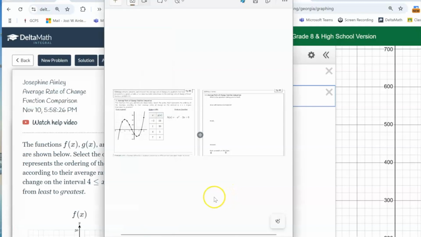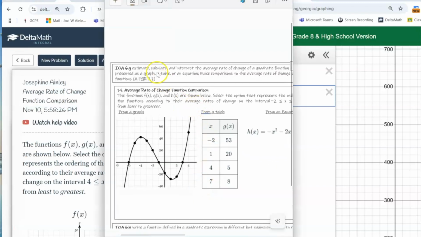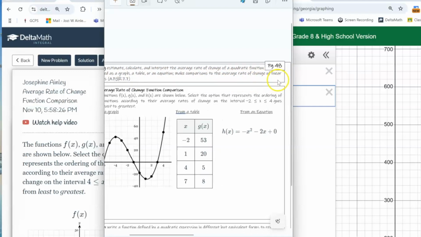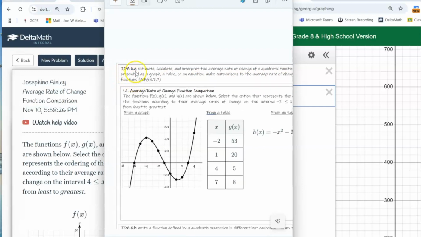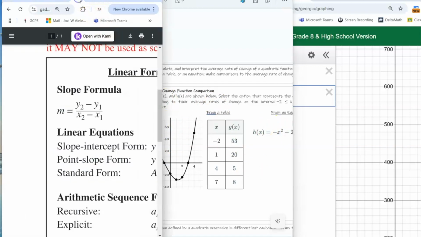All right, so next we're going to take a look at average rate of change. So average rate of change: estimate, calculate, and interpret the average rate of change in a quadratic function represented by a graph, a table, or an equation, and make comparisons to the average rate of change of the linear function. So that's 6.g AKS. And so as you can see, we are going to find average rate of change from a graph, a table, and an equation.